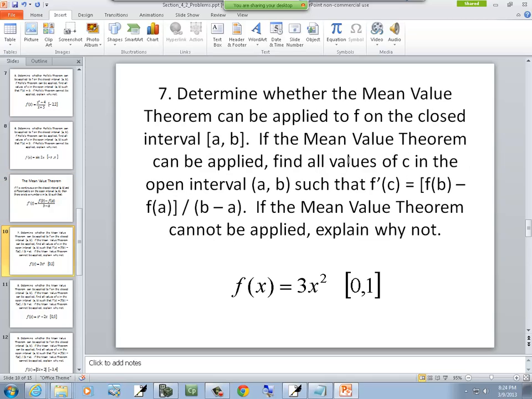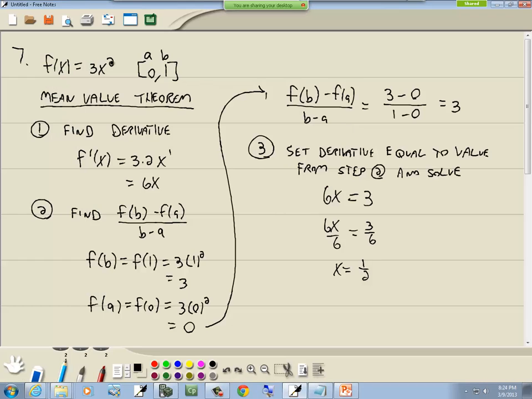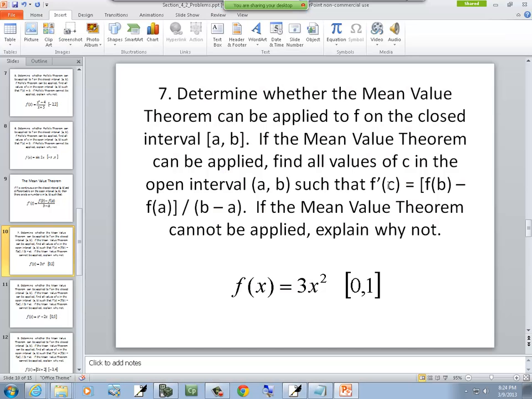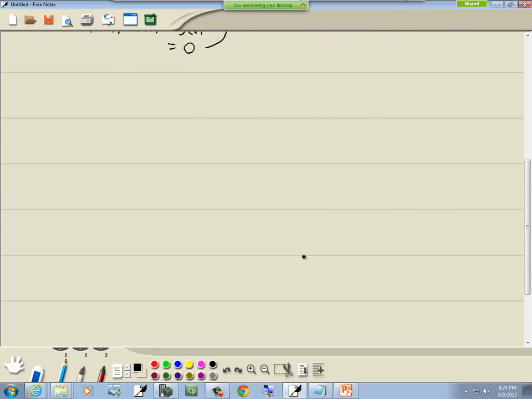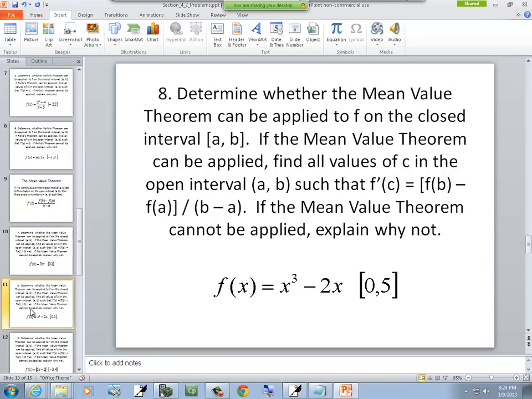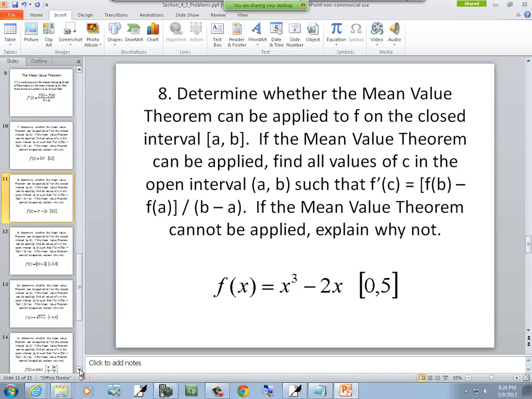And they're saying determine whether the mean value theorem can be applied. I should have said, yeah, this is a polynomial, everything's okay. I'll do that on next problems. Find all values of c in the open interval such that that's true. So these are our values of c where that's true. Again, this doesn't have a whole lot of meaning. The mean value theorem is more used in proofs than in actually working problems in the next section. Okay, let's look at this one.